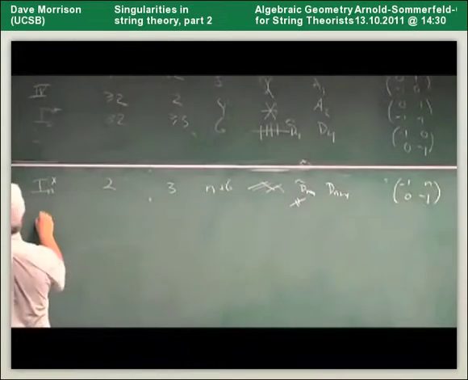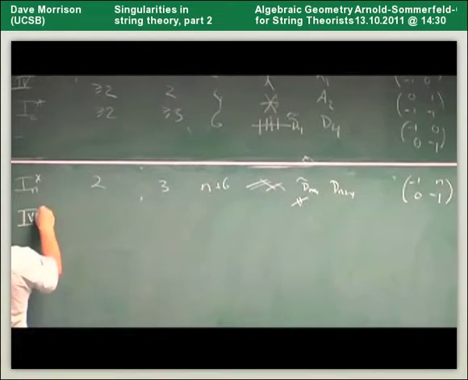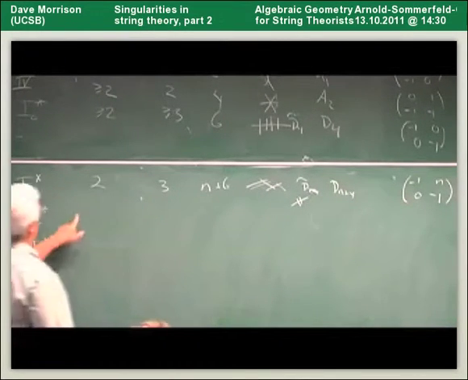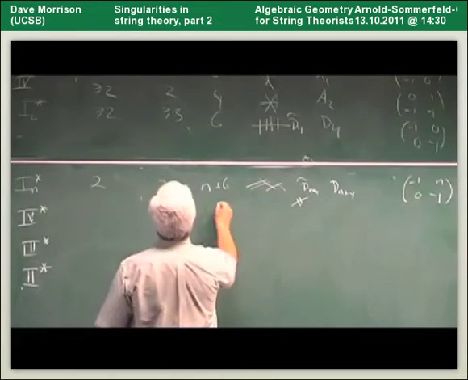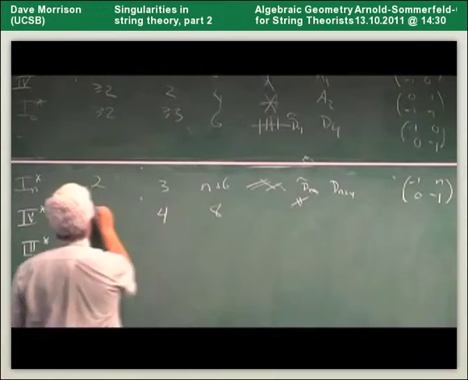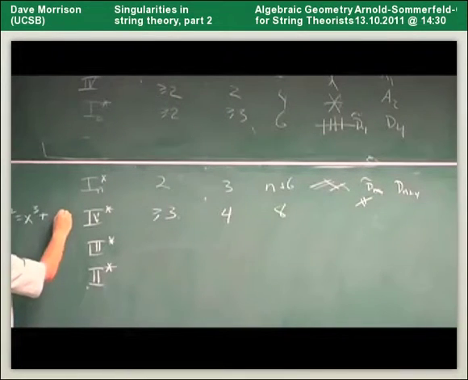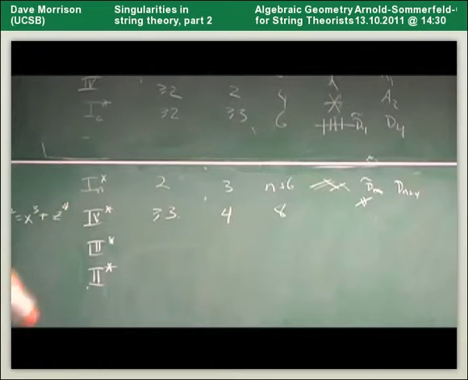And then I've got 4 star, 3 star, and 2 star. So for 4 star, this is 8, this is 4, and this is at least 3. And let me write for you what the equation looks like for 4 star. It looks like y squared equals x cubed plus, maybe there's an x term, I don't care, but the key thing is that the constant term is z to the 4th. That's the one we were just working out.